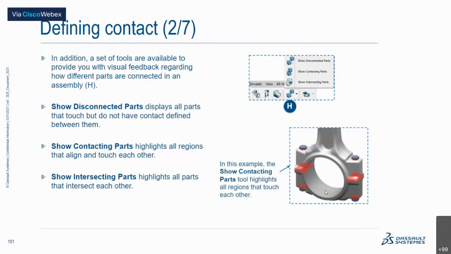The platform right now is very capable of helping the user. It can show you the disconnected pairs, the contacting pairs, and the intersecting pairs. So it will basically give visual feedback to the user as to which type of contact they're trying to look for. There are more types of commands that are present, which will help the user to generate these types of contacts very easily as well.